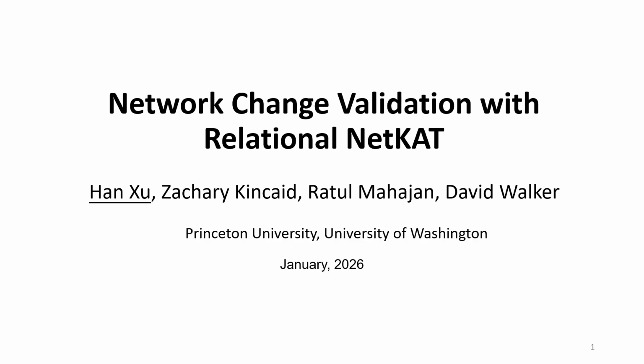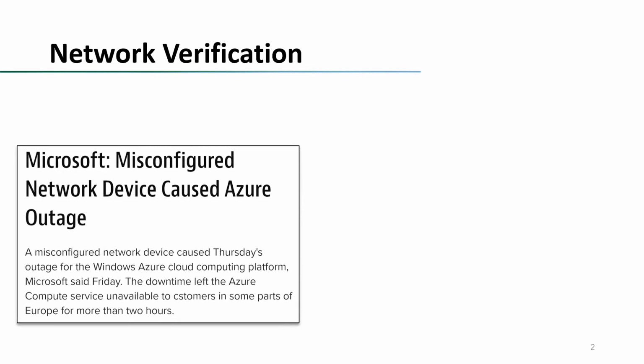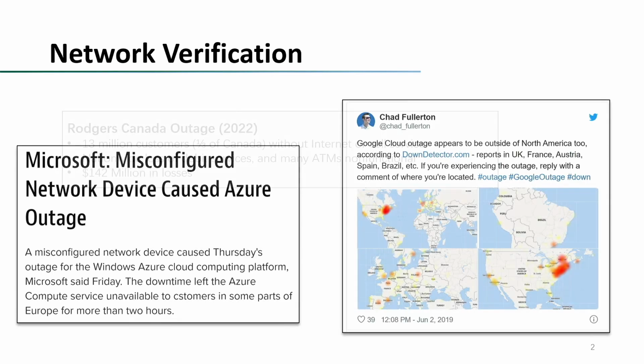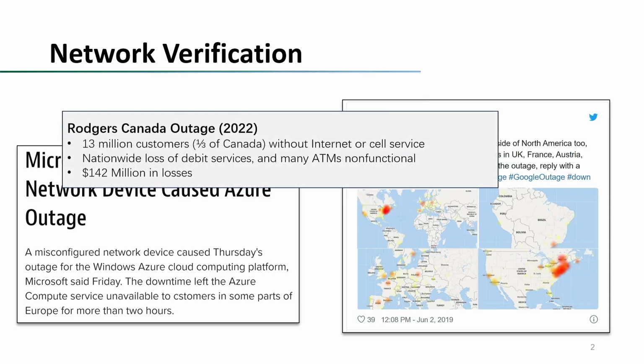To begin with, I would like to say networks are large, therefore it is very hard to maintain them. Network companies like Microsoft, Google, or Rogers all suffer from network misconfiguration, which has brought them millions of dollars in loss to themselves and to the society. Therefore, it is important to develop some kind of automated tool for us to debug the network. And that kind of tool is called network verification.